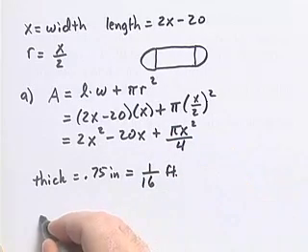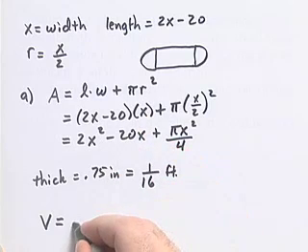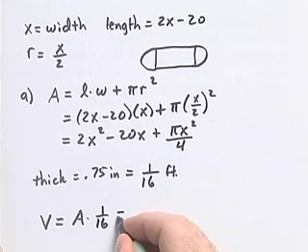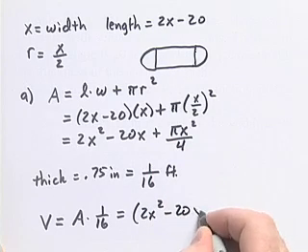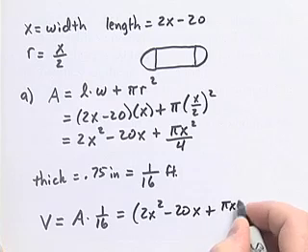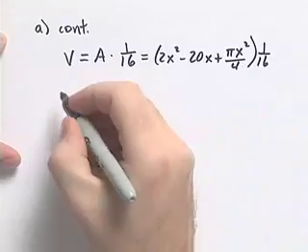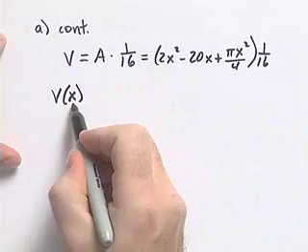To get the volume, we just need to multiply the area by the thickness. So the area times 1/16, we'll have 2x squared minus 20x plus pi x squared over 4, all of that times 1/16. Now that we've written an expression for our volume, we want to write it in function notation since the problem asks us to write a function. Here's our expression. In function notation, we're going to write V of x, so we see that the volume is a function of x.